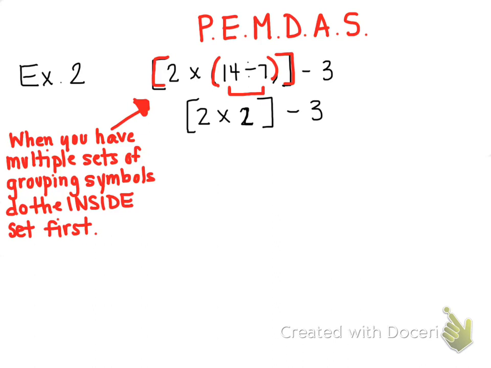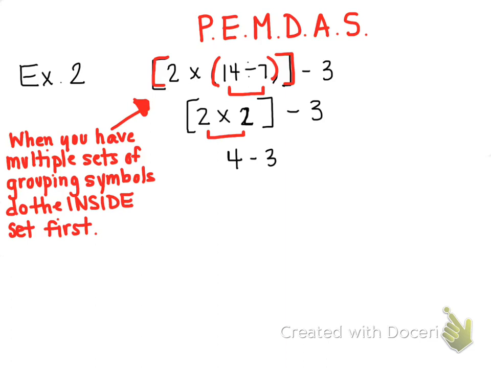So we keep asking ourselves, first, are there any grouping symbols? You started with 14 divided by 7. And then you ask yourself again, are there any other grouping symbols? You still have yes. So you can't move on to anything else. We have to continue solving what's inside our grouping symbols, which is 2 times 2. That equals 4. Now that everything inside that grouping symbol is solved, I don't need to write those brackets anymore, and I can just rewrite the problem, or what's left of the problem.